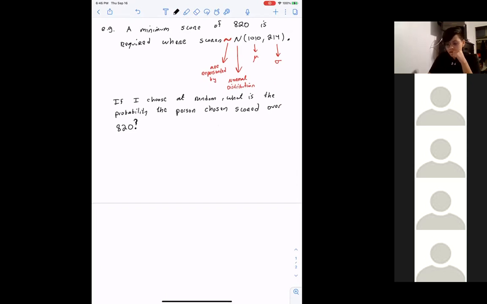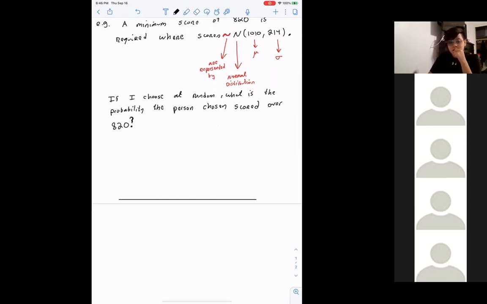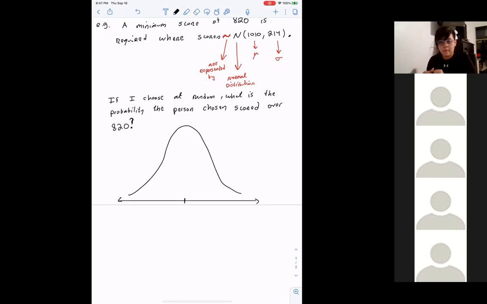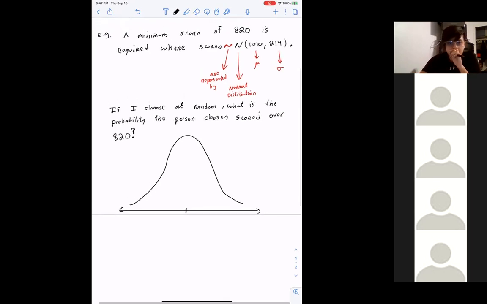While it's not necessary to make a picture, I certainly recommend it, at least when you're starting out, to see what's going on. So I'm going to make a normal distribution curve. My normal curves look like a bell. And where is the mean of this distribution? In the middle. And what is the value of the mean for this case? 1010. And we know the standard deviation is 214.